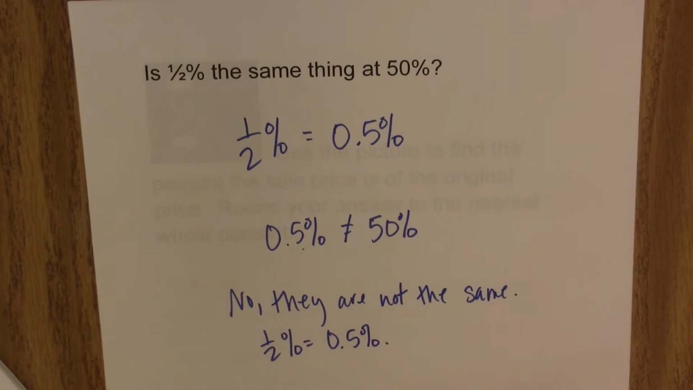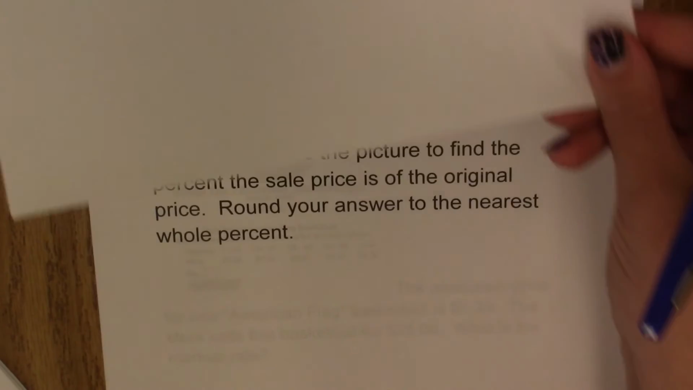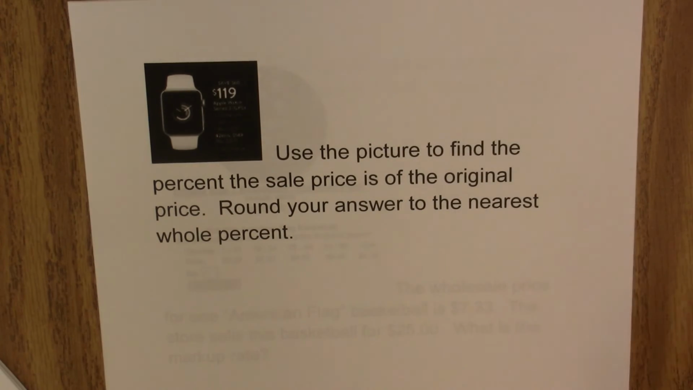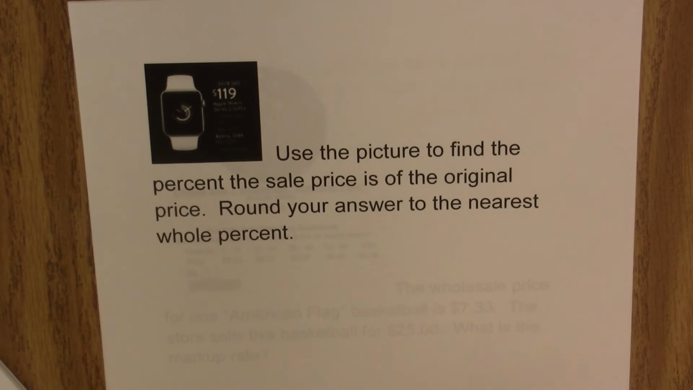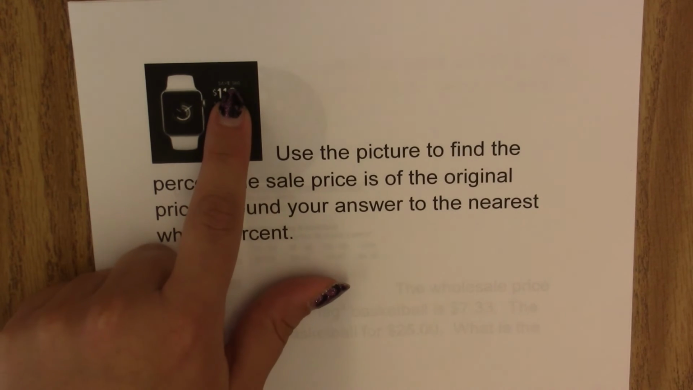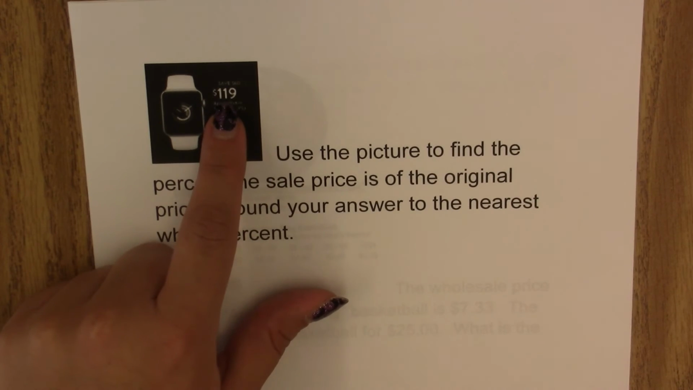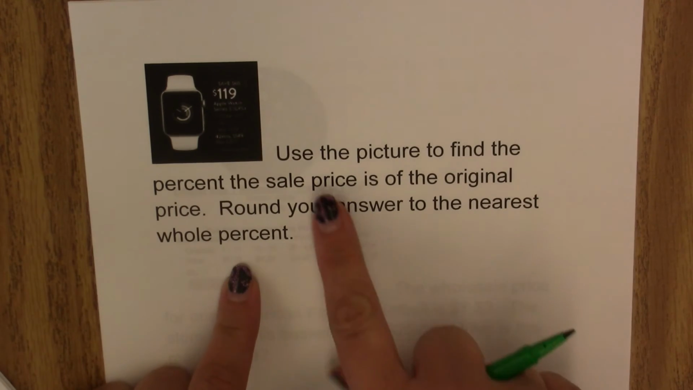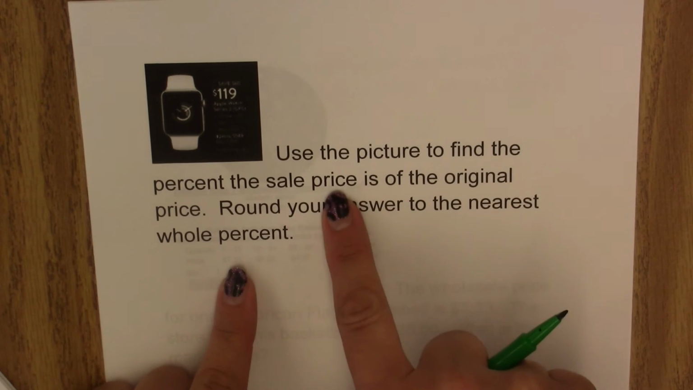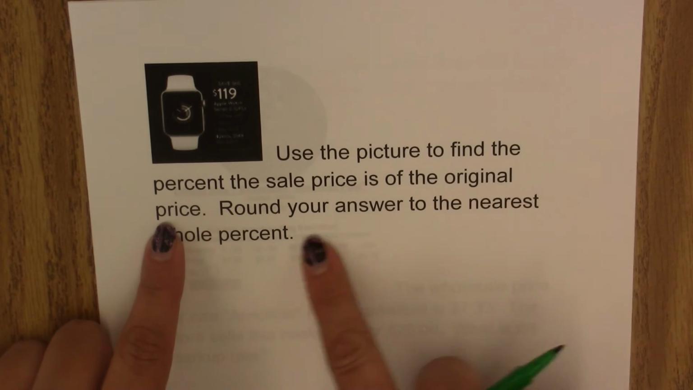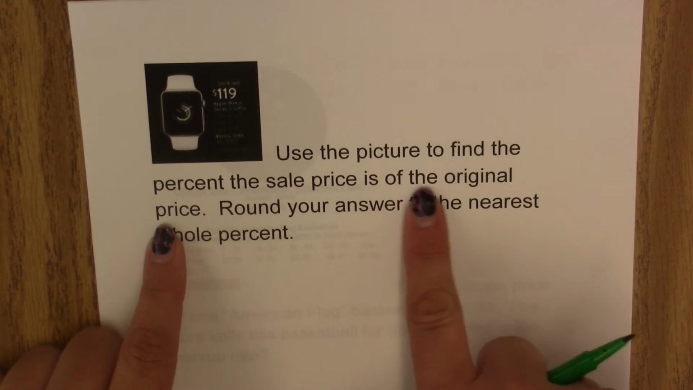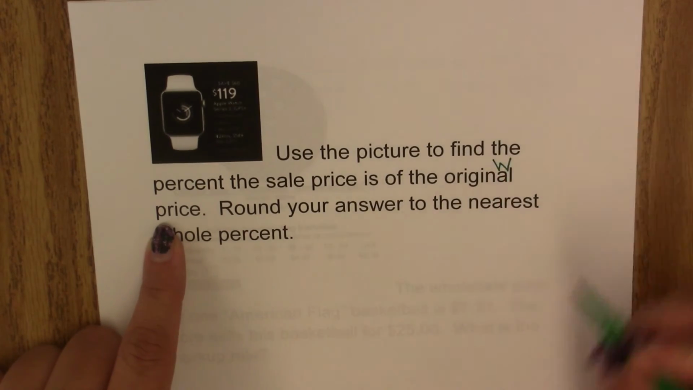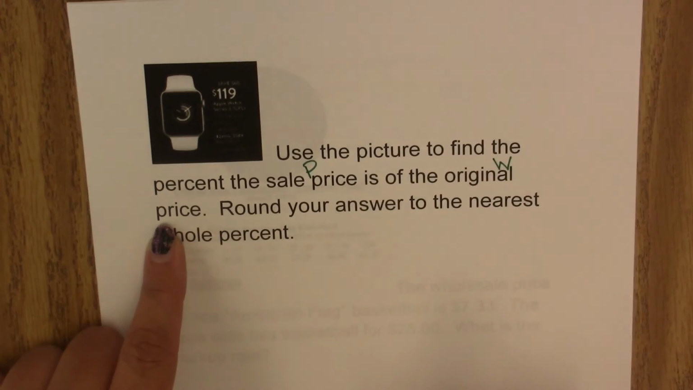All right, and let's do one more question for review. This picture's a little hard for you guys to see, so I'm going to describe it to you. I went and found the Walmart Black Friday ad for this next week, and they have Apple Watch Series 3 on sale for $119, and they tell you that you're saving $60. So the original price of these was $179. It says to use the picture to find the percent the sale price is of the original price. Round our answer to the nearest whole percent. So right here, percent the sale price is of the original. So this original price is going to be our whole, and our sale price is going to be our part.